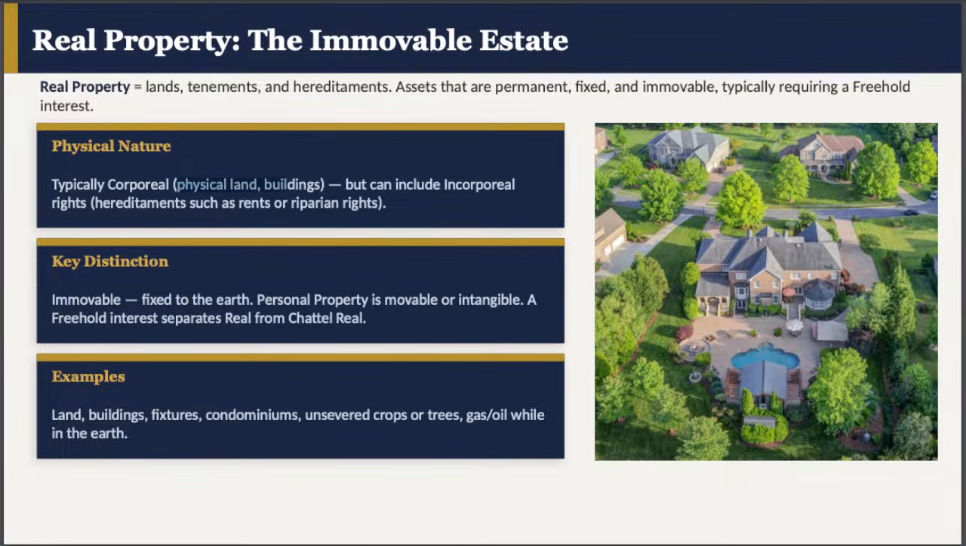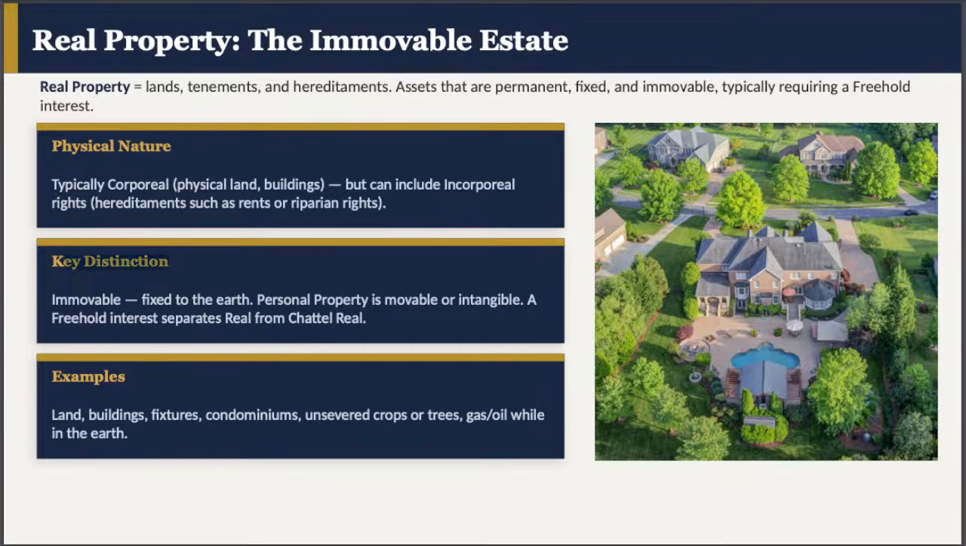Typically corporeal, physical land, buildings, but can include incorporeal rights like hereditaments, such as rents or riparian rights, which I think is, if I'm not mistaken, something to do with fishing or something. Let's see here if I can pull that up real quick. My memory's failing me on that one. There's this riparian, situated on the banks of the river. Riparian, okay, yeah. It's relating to the wetlands adjacent to rivers and streams.